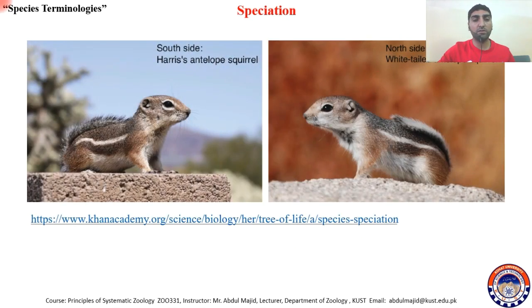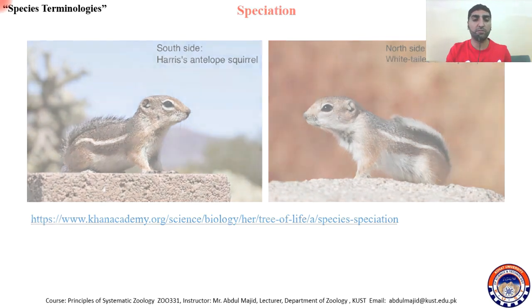Now you can see this is the Harris's antelope squirrel. The southern side is very different from the northern side white-tailed antelope squirrel because of the appearance of that barrier, they differentiated into new species. Such species are called allopatric species, which are geographically isolated, and a speciation which occurs through this isolation is known as allopatric speciation.